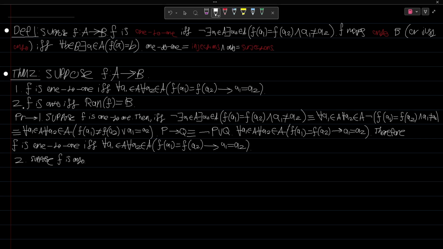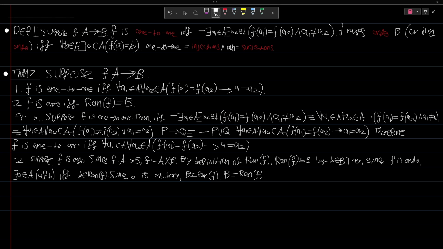And so for the second proof, the first step is, you guessed it, supposing that f is onto. Since f is a function from A to B, it is also a relation from A to B. And by definition of the range of any relation, the range of f is a subset of B. Then if we let b be an arbitrary element of B, then since f is onto, there exists an a in A that is f related to b. And by definition of range, this is true if and only if b is in the range of f. Since b is arbitrary, B is a subset of the range of f. And since both of them are subsets of each other, they're also equal to each other.